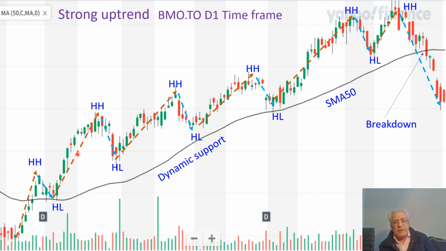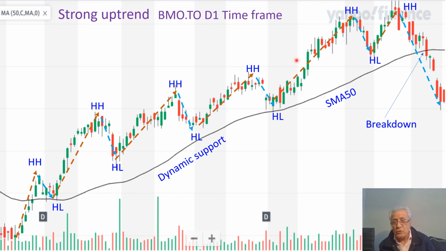Now, in a strong uptrend, this is higher than the previous one. This is higher than the previous one. This is a reversal point, higher than the previous one. Then this higher low is higher than the previous one. So that is the characteristic of a strong uptrend.